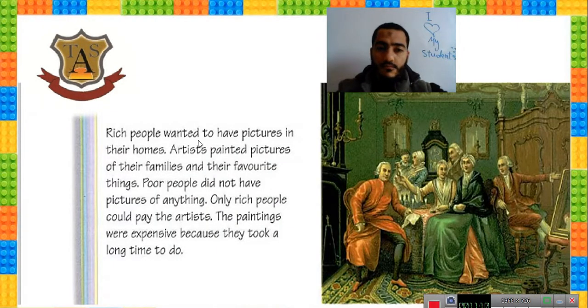Rich people wanted to have pictures in their homes. Artists painted pictures of their families and their favorite things. Poor people did not have pictures of anything. Only rich people could pay the artists. The paintings were expensive because they took a long time to do.